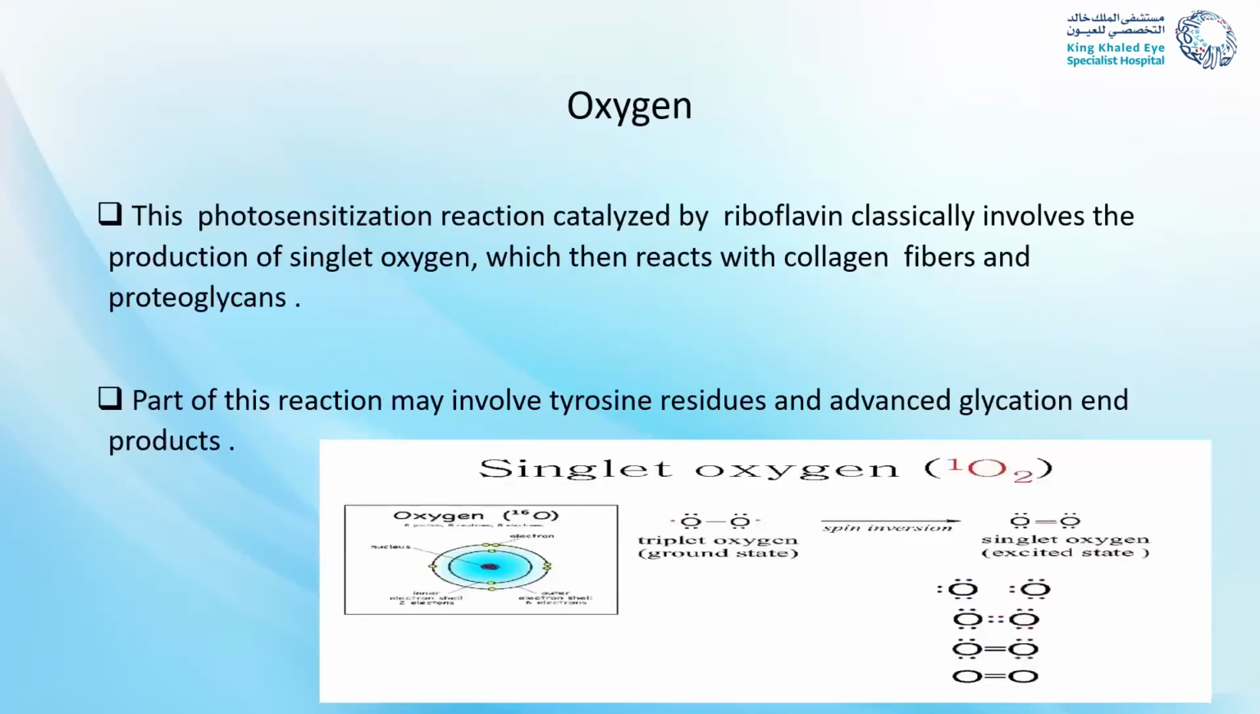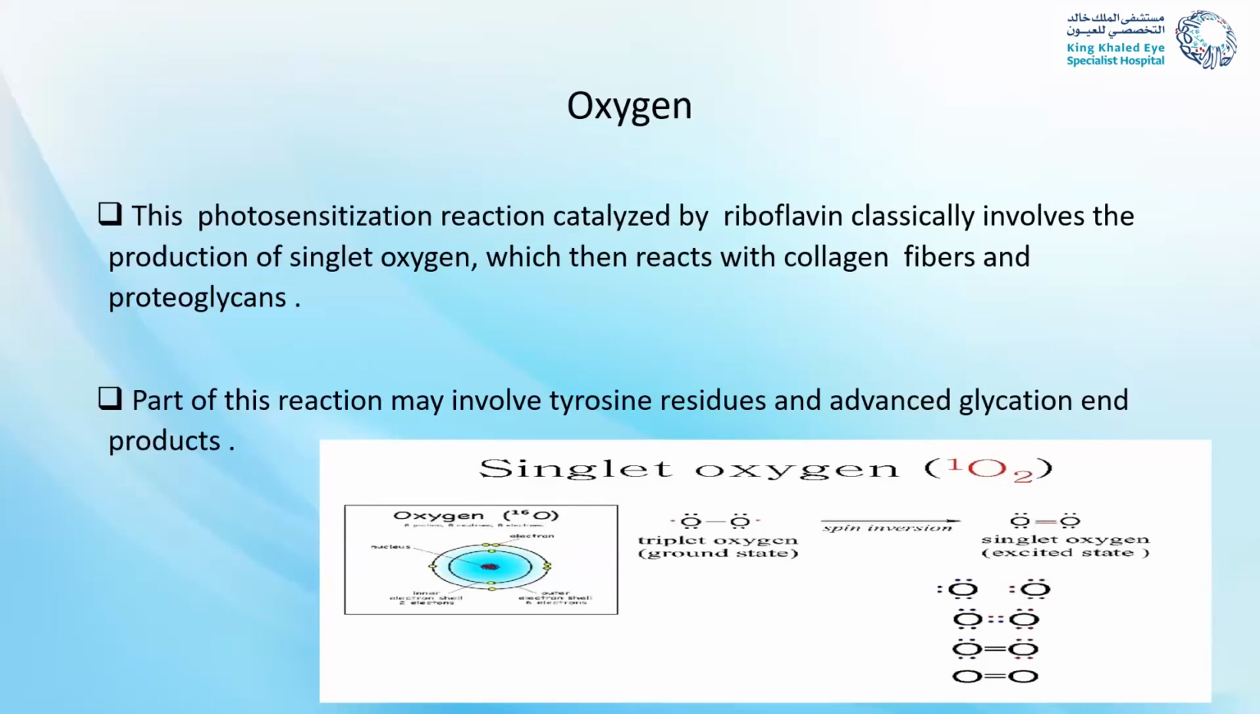Now, so we talked about the UVA light, we talked about the riboflavin. The third component, which is important in the whole process of cross-linking, is the oxygen. And the oxygen is important because when you have this photosensitization process and this reaction that is happening, the whole process induces and produces a singlet oxygen, which is basically a simple O2. This reacts with the collagen fibers and the proteoglycans and induces these covalent bonds.